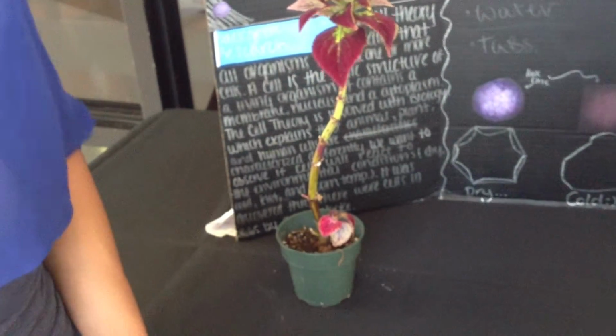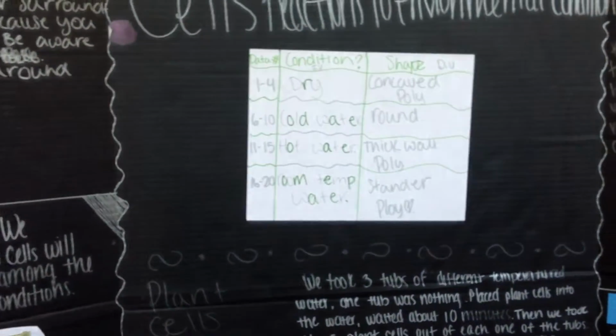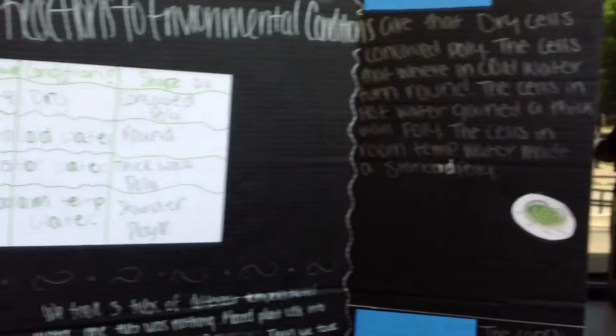For our project, we needed plant cells, a microscope, slides and slide covers, water in tubs, and a scalpel. We took 3 tubs: cold water, hot water, and room temperature water. Then we had a tub with nothing in it to use as our dry environment.